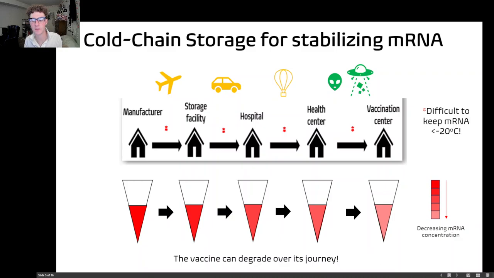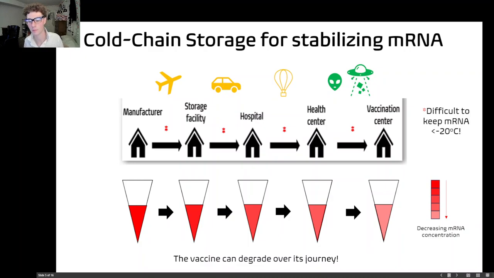Now, this method is good, but it has a couple of glaring flaws. First of all, it's very expensive. If you imagine how expensive it is to keep your house cool using the AC on a hot summer day, imagine keeping these conditions in a warehouse type setting all year round. This means not many countries will have the capability to have these types of facilities and prevent it from getting the vaccine into the arms of patients.